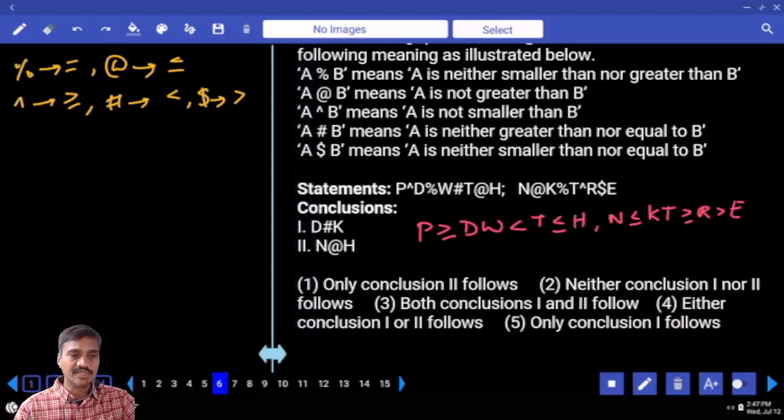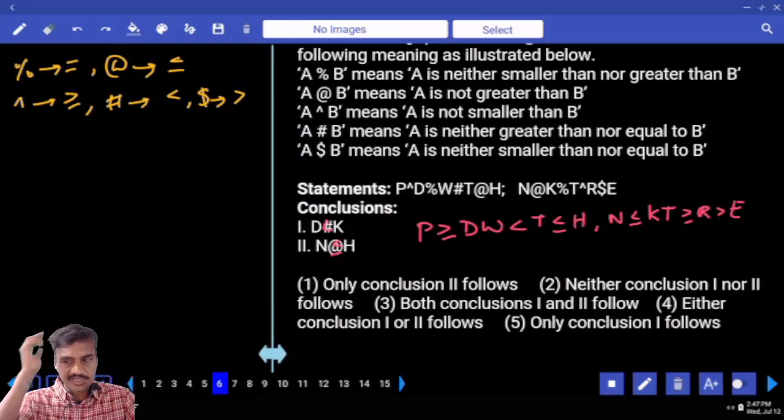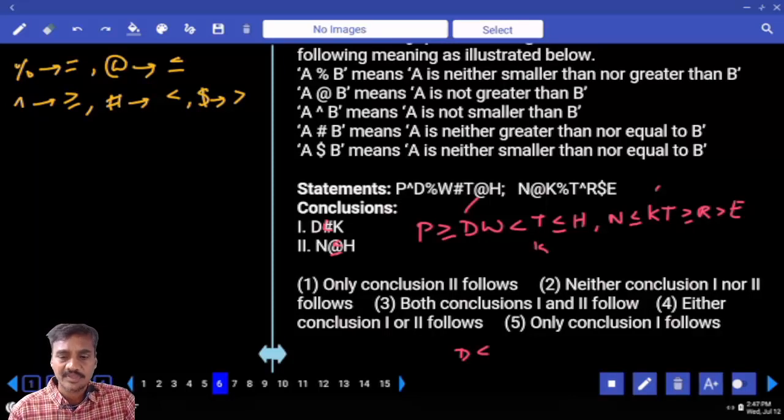The next one, D hash K. D is lesser than K, and N lesser than or equal. D and K: now D is here, K is here. Which element is common? T is common. D lesser than T and K equals T, and in the place of T I can write K. And D lesser than K, definitely the first one.